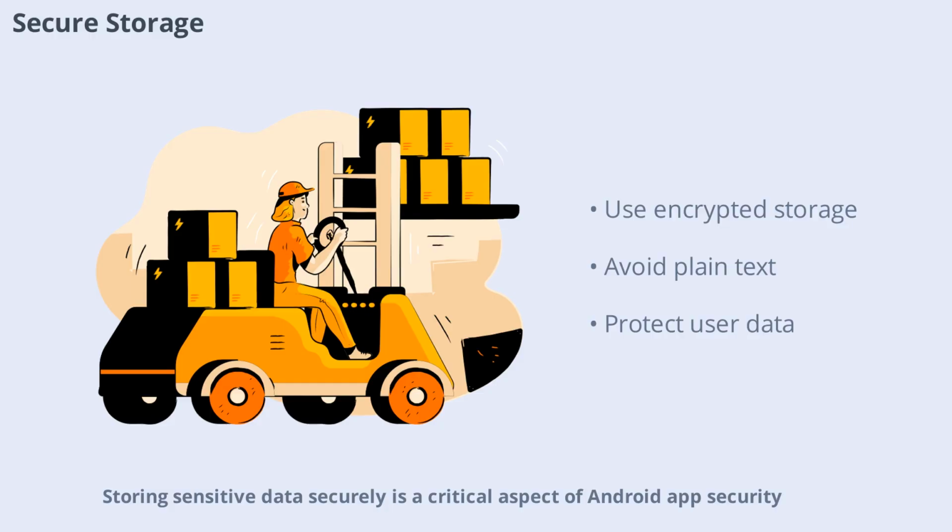Storing sensitive data securely is a critical aspect of Android app security. Use encrypted storage solutions and avoid saving confidential information in plain text or easily accessible locations. Android provides several secure storage options, such as the Keystore system and encrypted shared preferences. By choosing the right storage method, you can protect user data even if a device is compromised.